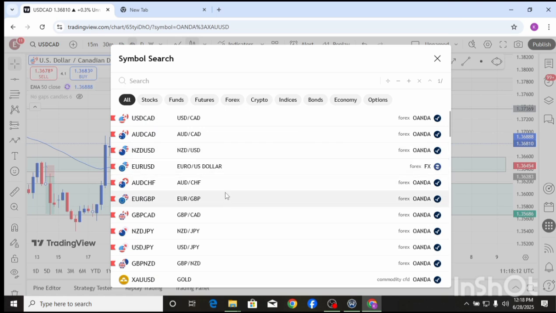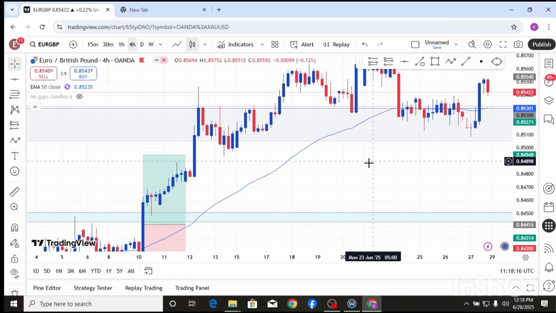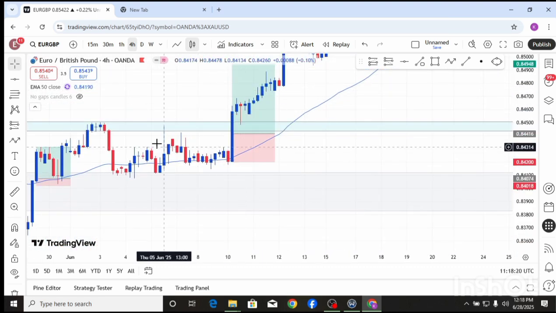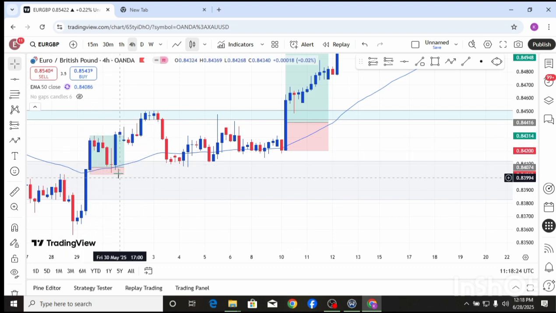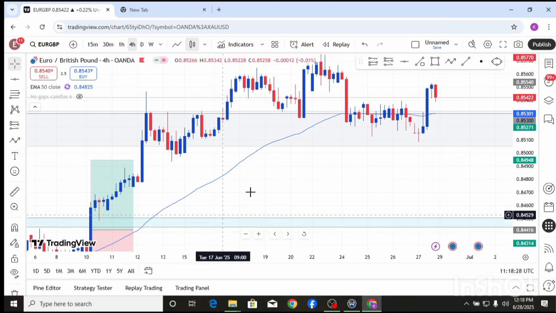So next pair, EUR GBP. EUR GBP is one of my nice pairs. At least I've profited many times from this pair, like this one, from entry all the way to TP, from entry all the way to TP, pullback, break my TP again.